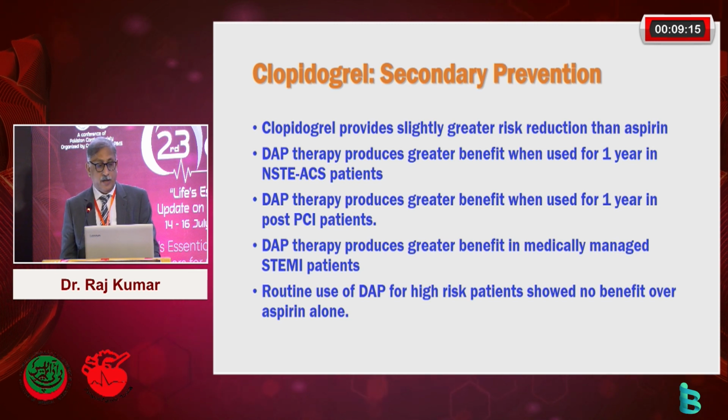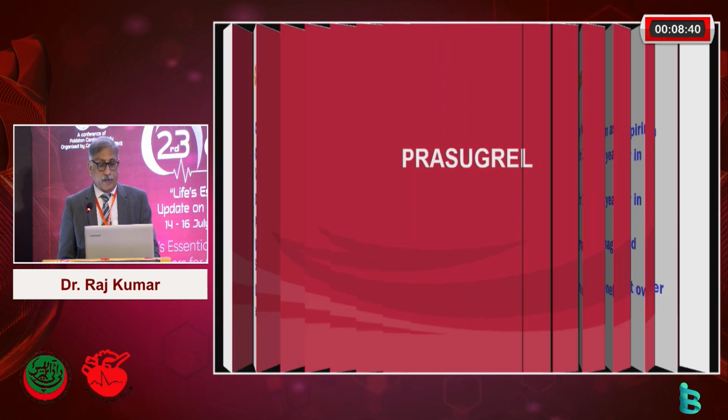Dual antiplatelet therapy with aspirin and clopidogrel produces greater benefit when used for one year in non-ST elevation acute coronary syndrome. It produces greater benefit when used for one year in post-PCI patients. It produces greater benefit in medically managed ST elevation MI patients, and routine use of dual antiplatelet therapy in high-risk patients showed no benefit over aspirin alone. So this is important: we should restrict ourselves to single antiplatelet therapy if we are using it routinely.